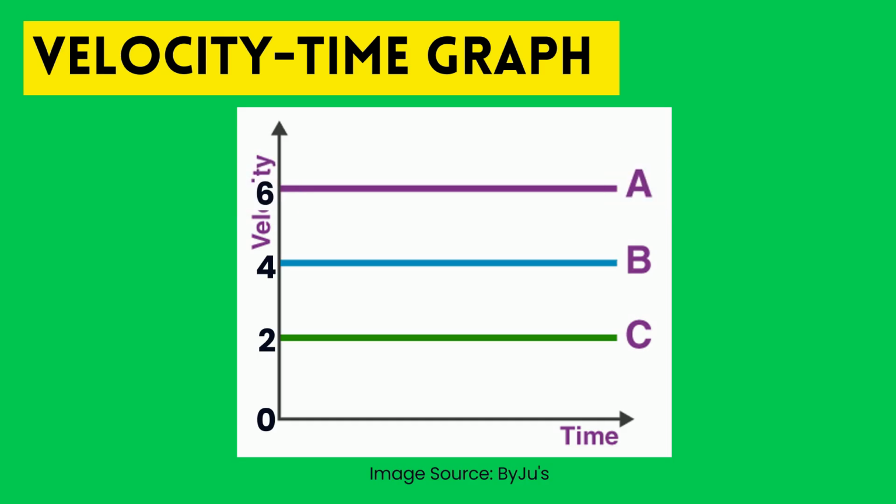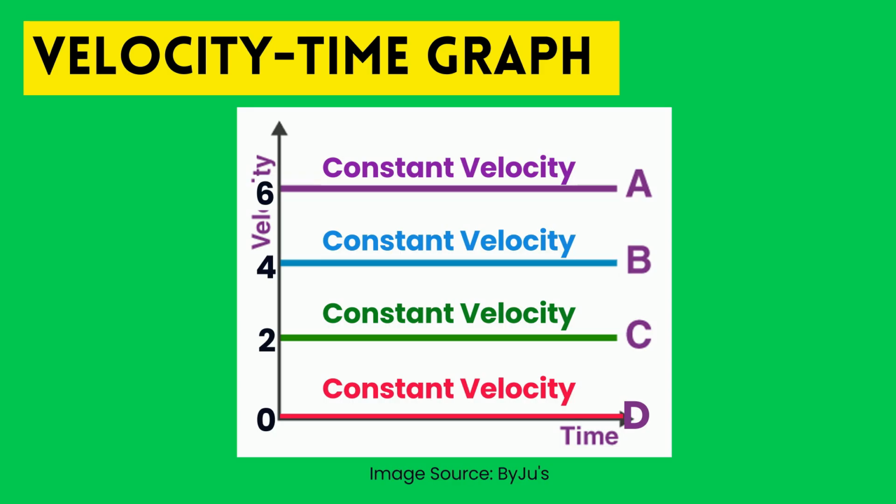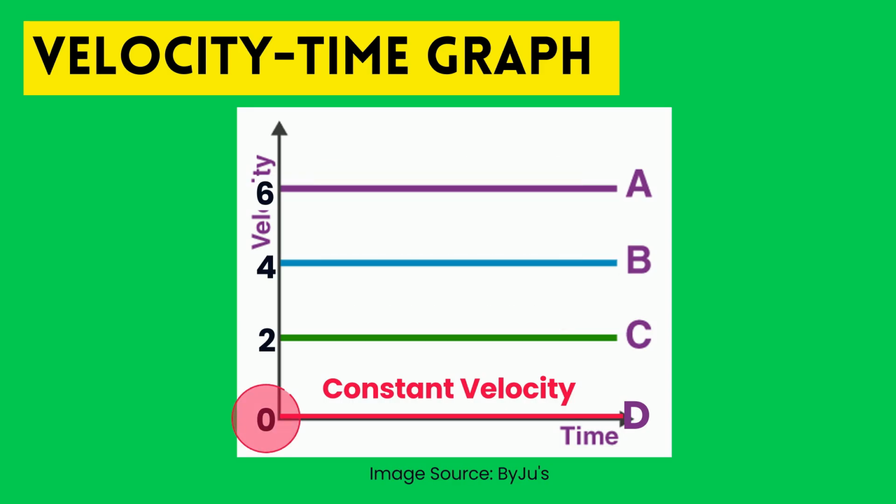Different from previous graphs, a position of 0 on the y-axis of a velocity time graph does not mean that the object is at its starting point. If I had line D here on the bottom, it means that the object has constant velocity because it's a flat line, but it also shows that the velocity is 0 meters per second. But since it's at 0 on the y-axis, it doesn't mean that it's back at its starting point. It means it has a constant velocity of 0 meters per second, so it is stopped. But this y-axis indicates velocity, not position.